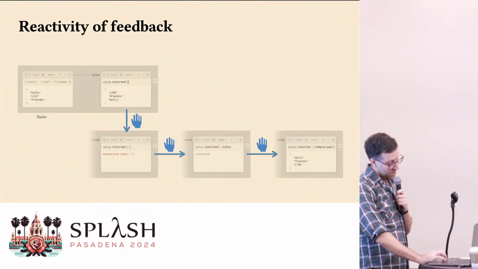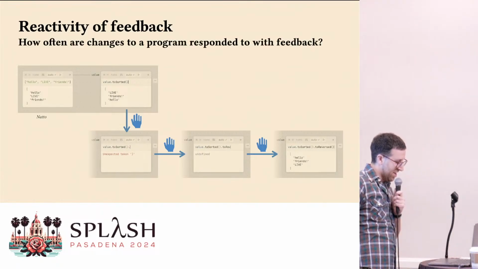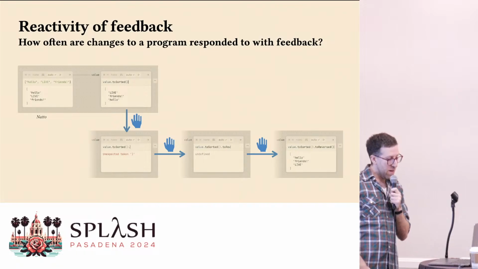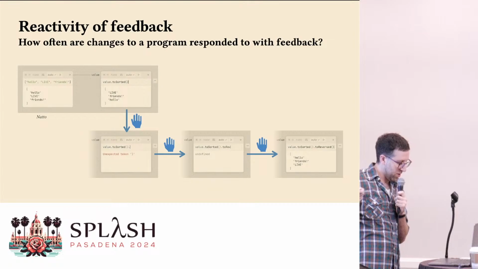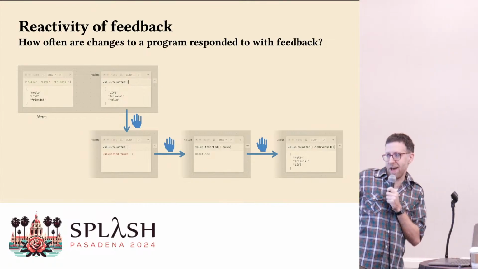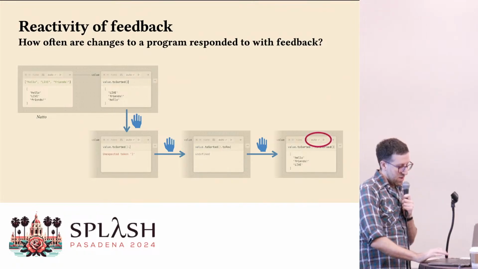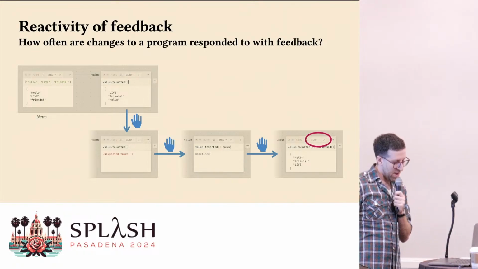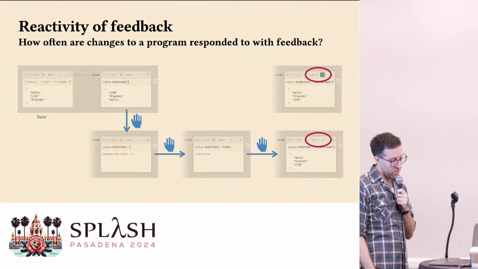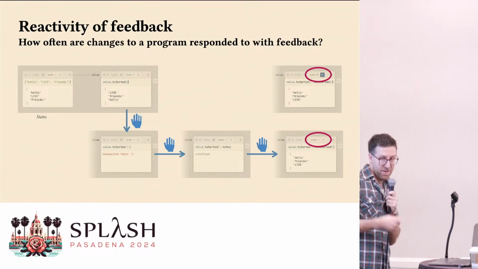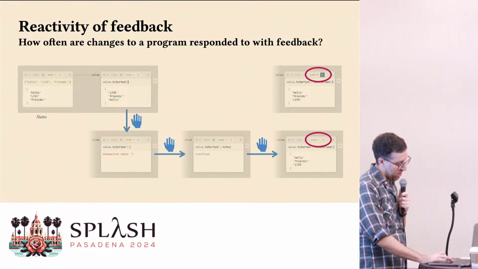So I don't know which approach is best, but one thing I do know is that this is a dimension, and I'm calling it reactivity of feedback. It tells you how often changes to a program are responded to with feedback. And it is actually kind of aware of this dimension. It has a setting over here where if you click it, it turns off the auto mode, and now the cell only runs when you deliberately press the play button over there. So this actually makes it less reactive in this sense than Observable. Observable always updates when you move away from a cell.